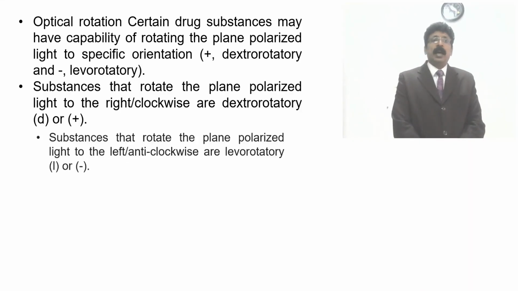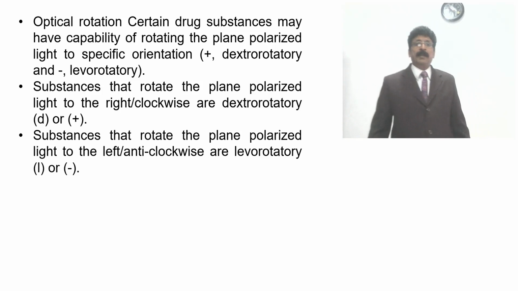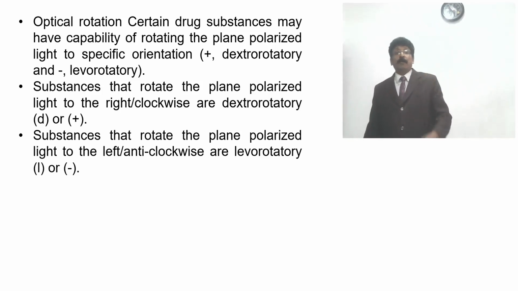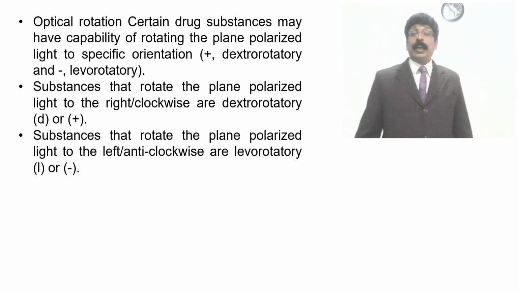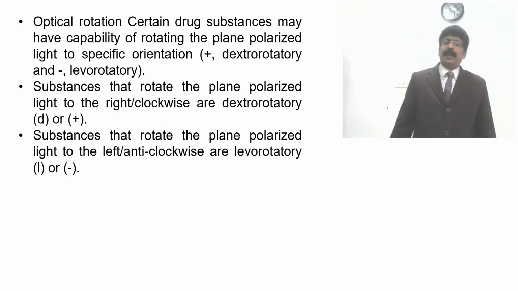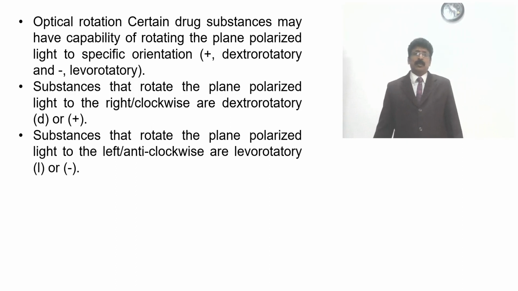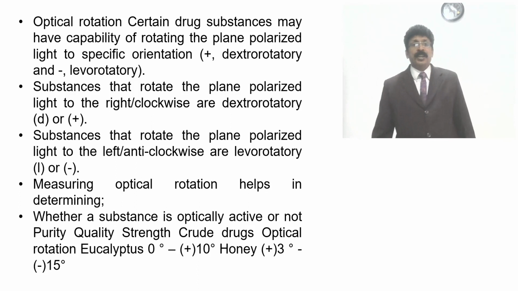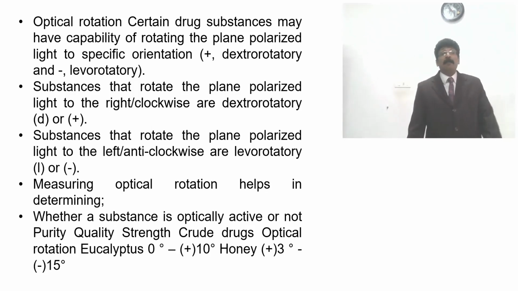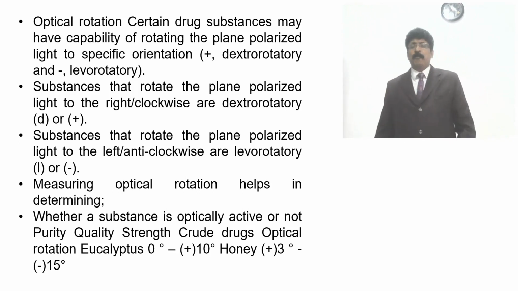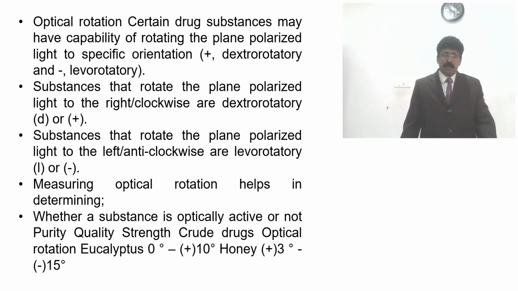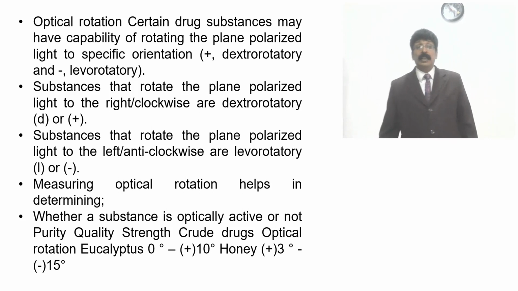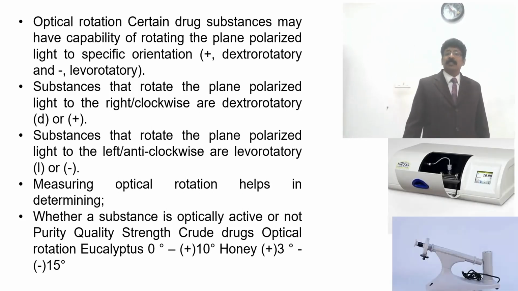Drug substances with optical rotation may have the capability of rotating the plane polarized light, and that is dextrorotatory or levorotatory. Clockwise rotation of the plane polarized light is dextrorotatory, anti-clockwise is levorotatory. Measuring the optical rotation helps determine whether the substance rotates or not. Purity of the compound can be identified by giving parameters like eucalyptus oil with plus 10 degrees and honey with plus 3 degrees, and you can use this determination. Automatic machines can also be used with digital parameters.